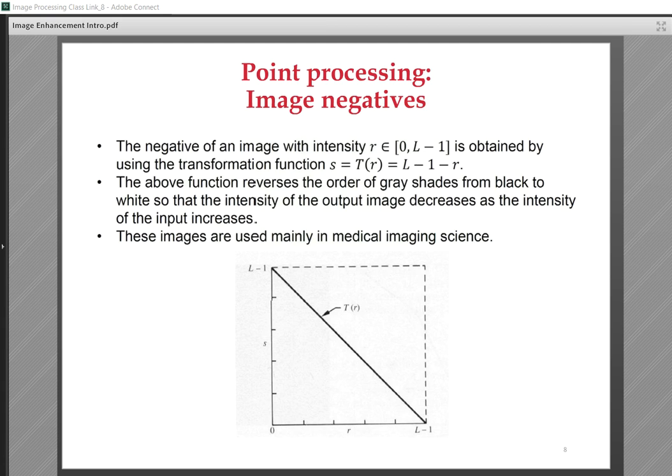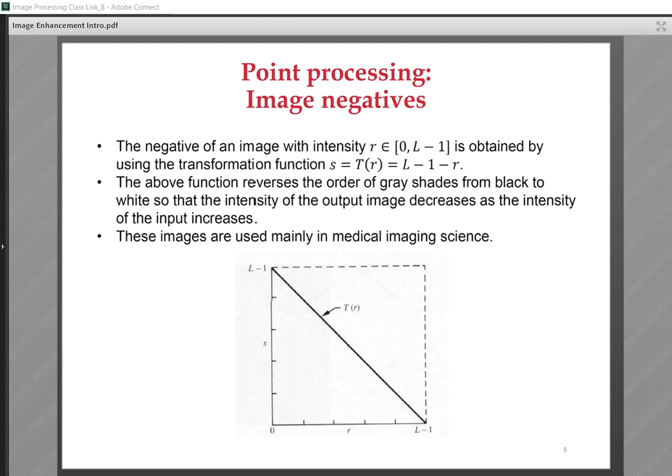The negative of an image with intensity R in the domain from 0 to L minus 1 is obtained by using the transformation function S equals L minus 1 minus R. For example, 0 is transferred to 255, and 255 is transferred to 0. 255 minus 255 is 0, 255 minus 0 is 255. Completely inverting.